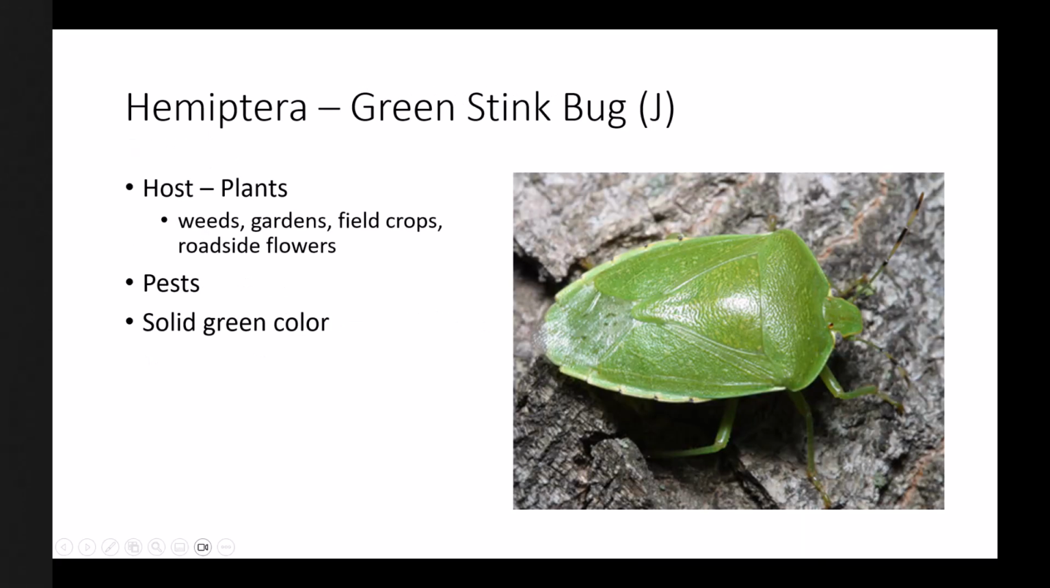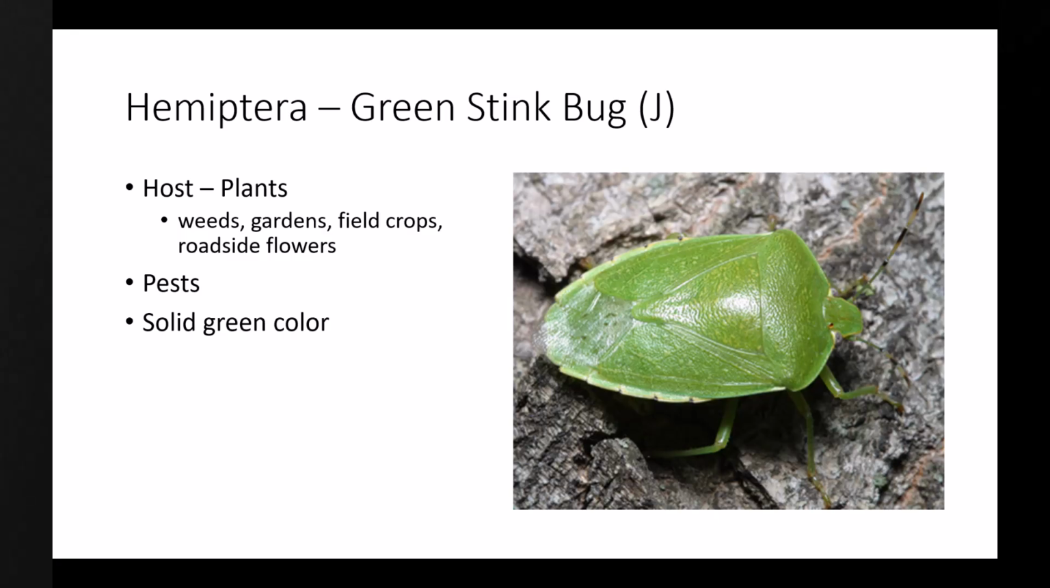Green stink bugs are a green stink bug looking insect. They're what most people think of when you think of a stink bug, probably. Their host is very broad. They feed on a number of different types of plants. They, in particular, like weeds. They can be found in gardens.